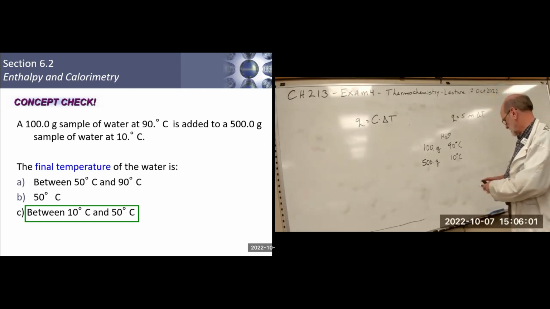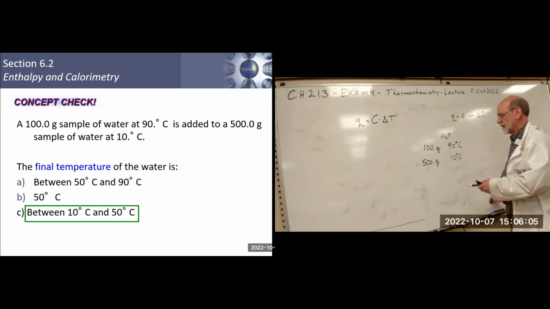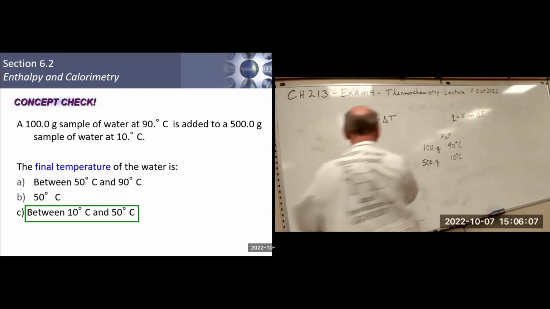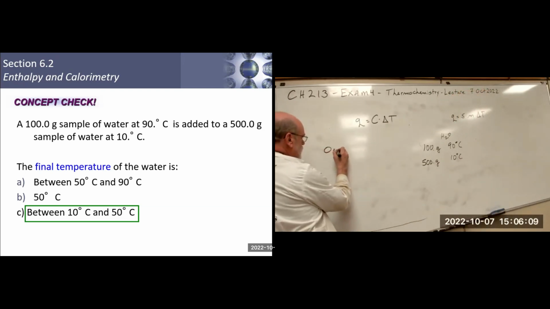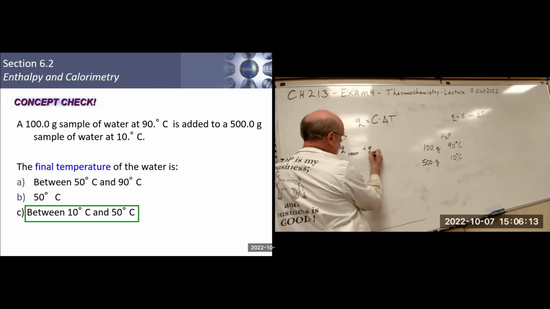Let's see. Why don't we do that? Let's just do that calculation, all right? So the total is going to be 0. 0 equals Q of the hot plus Q of the cold.